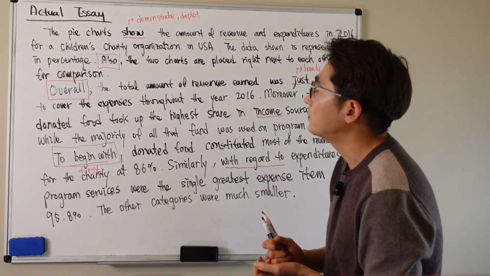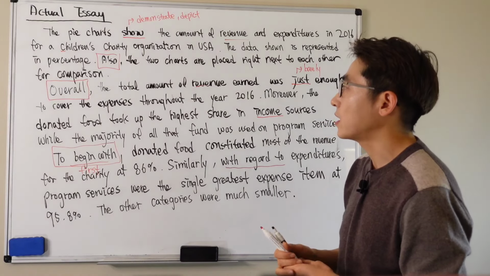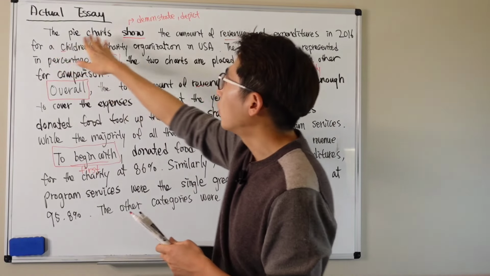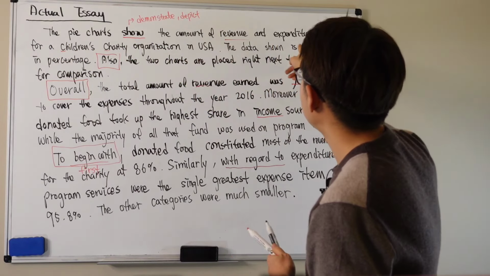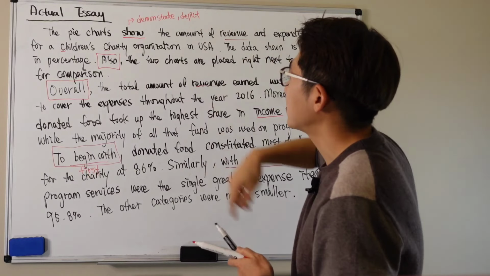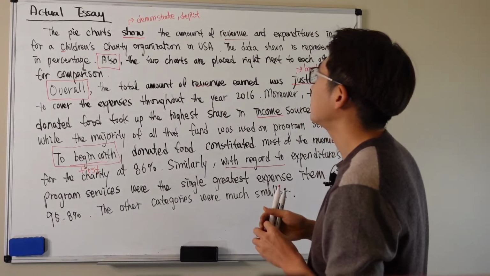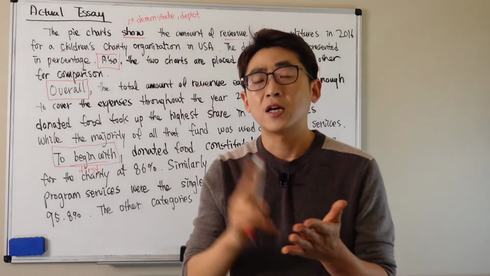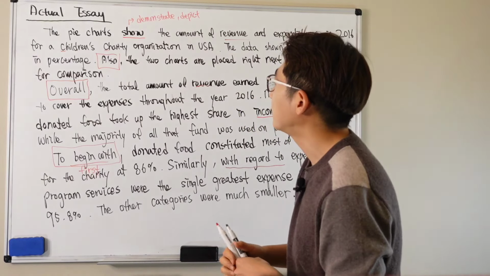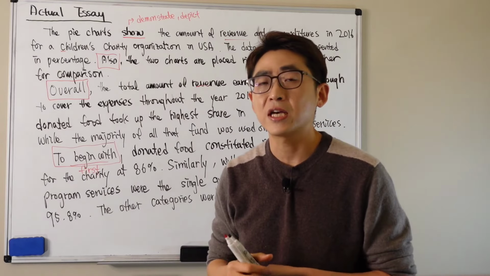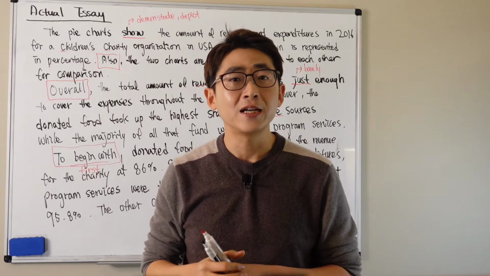Lastly, what we need to do before we finish this part of the essay is check for grammar errors. So basically, you need to read over your essay. The pie charts show the amount of revenue and expenditures in 2016 for a children's charity organization in USA. So you need to check whether your subject and verb agreement is met, and you also need to check for spelling. You also need to check for punctuation, whether you put periods or not, so things like that.